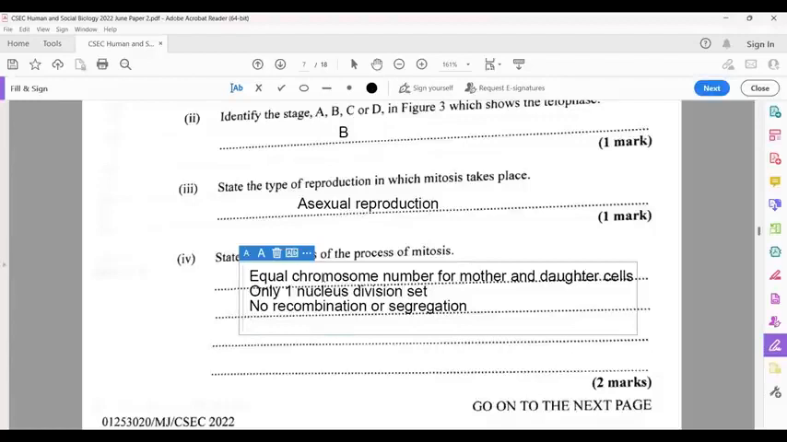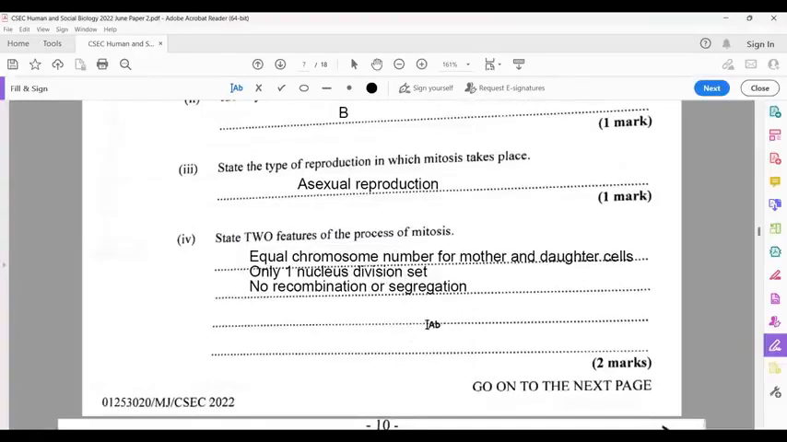So you could choose your answers. And there are others if we go into details about the mitosis. But these are the ones that we chose from, and they only asked for 2.